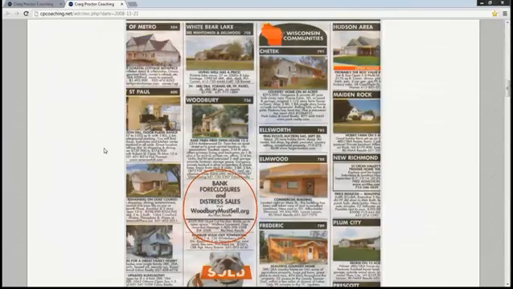This one really stands out. If you're looking for a property in Woodbury, bank foreclosures and distress sales, woodburymustsell.org. A couple little things that we would critique in this ad. It's a great message. It really stands out. It has all those elements.